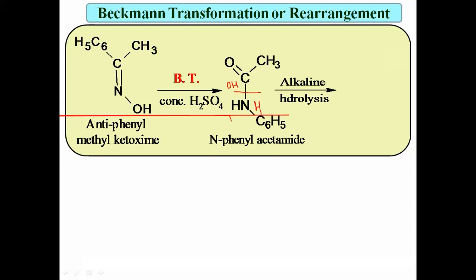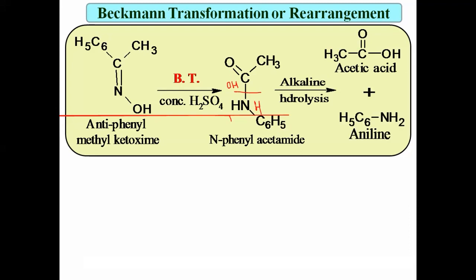Then what product will we get? CH3COOH. This is the first product, CH3 C double bond OH, acetic acid. Then second, C6H5NH2. This is called aniline. And thus in this reaction we get a mixture of two products. One is acetic acid and the second is aniline.